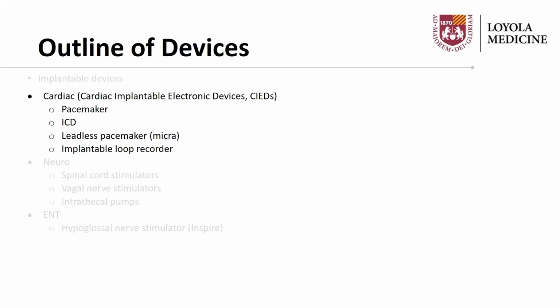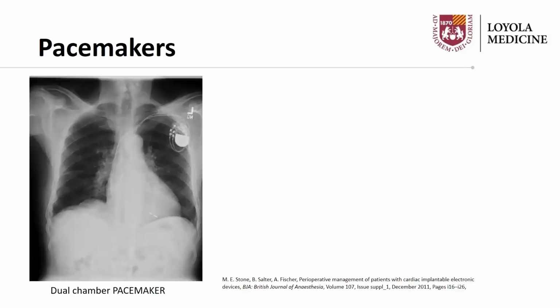All right, so let's switch gears now and discuss cardiac devices, which are a little bit more common and likely to see in the perioperative setting. So we're going to discuss pacemakers, ICDs, leadless pacemakers, also known as micra, and implantable loop recorders. All these devices will be grouped together as cardiac implantable electronic devices, or CIEDs.